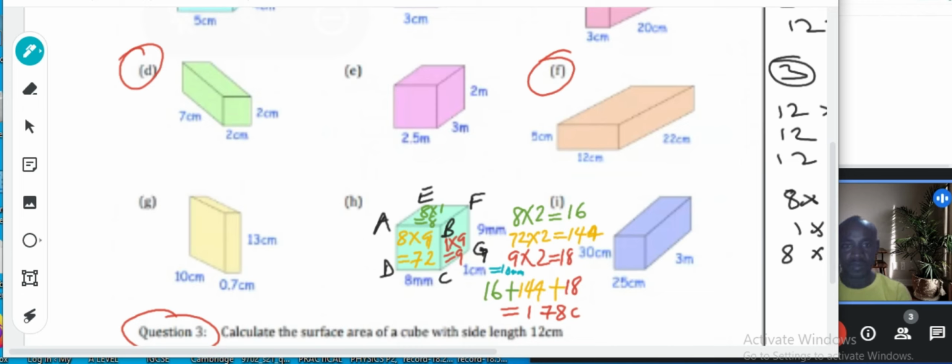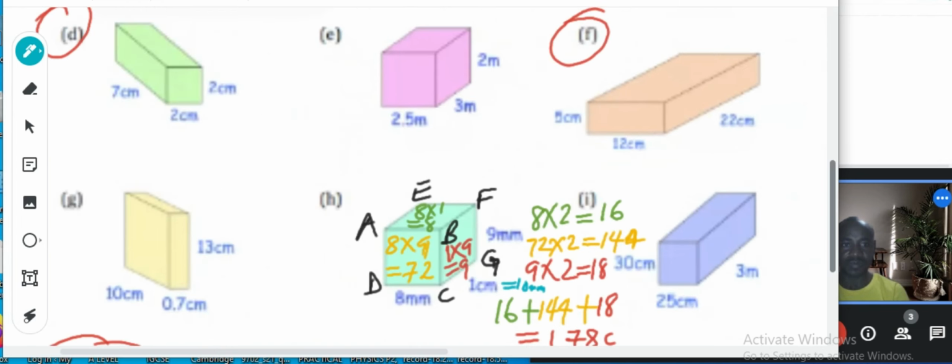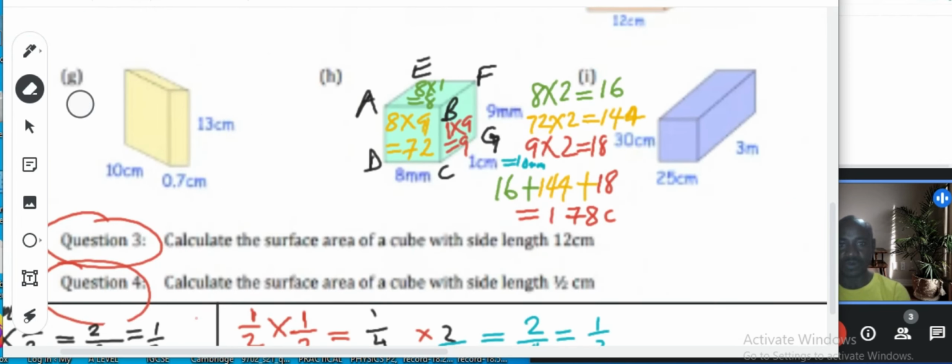I think I will need to zoom this out so that we can see it better. Zooming, yeah. So that's that. We need to correct what we've written.